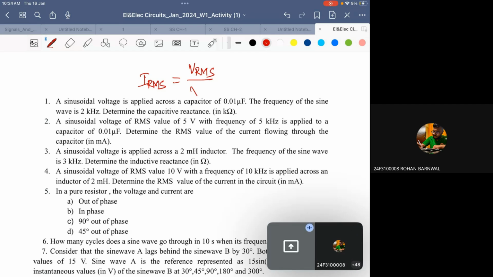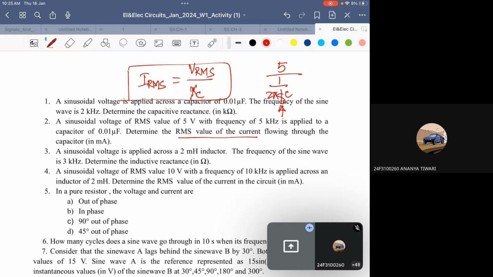So what will be the impedance here? This is the formula I should be using, correct, because it's just asking for the RMS value, so you should not be worrying about the phase and all as of now. To calculate IRMS, 5 has been given to you, and then XC you have to calculate as 1 upon 2 pi FC, because F has been given to you and the capacitance also has been given to you. This way you can calculate the IRMS.